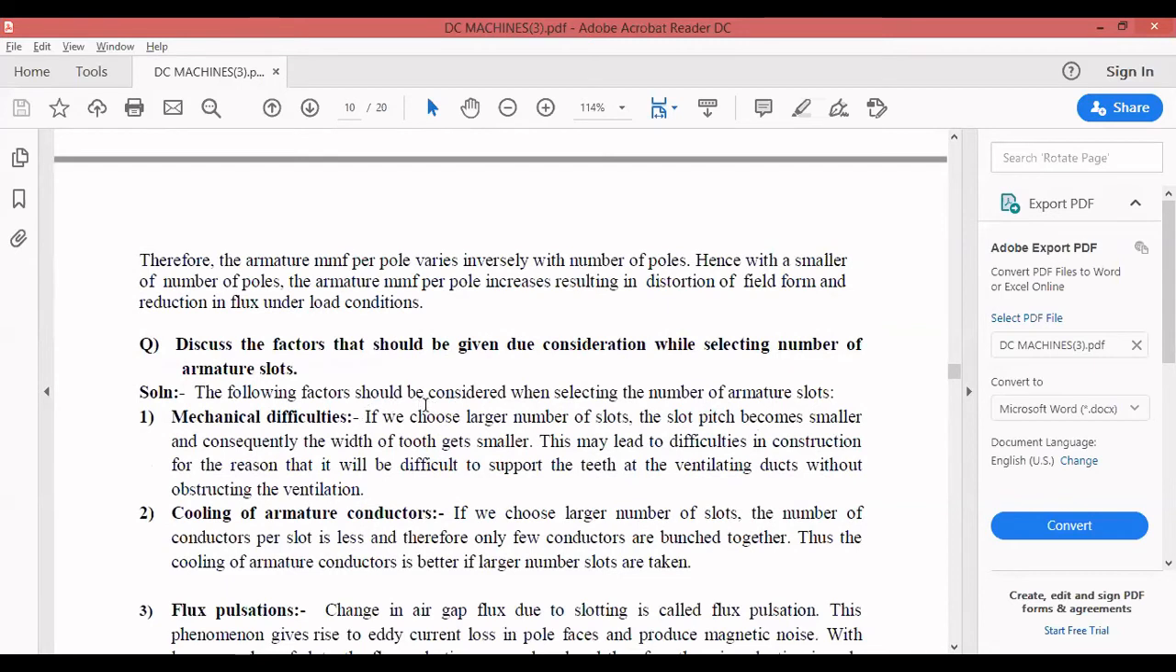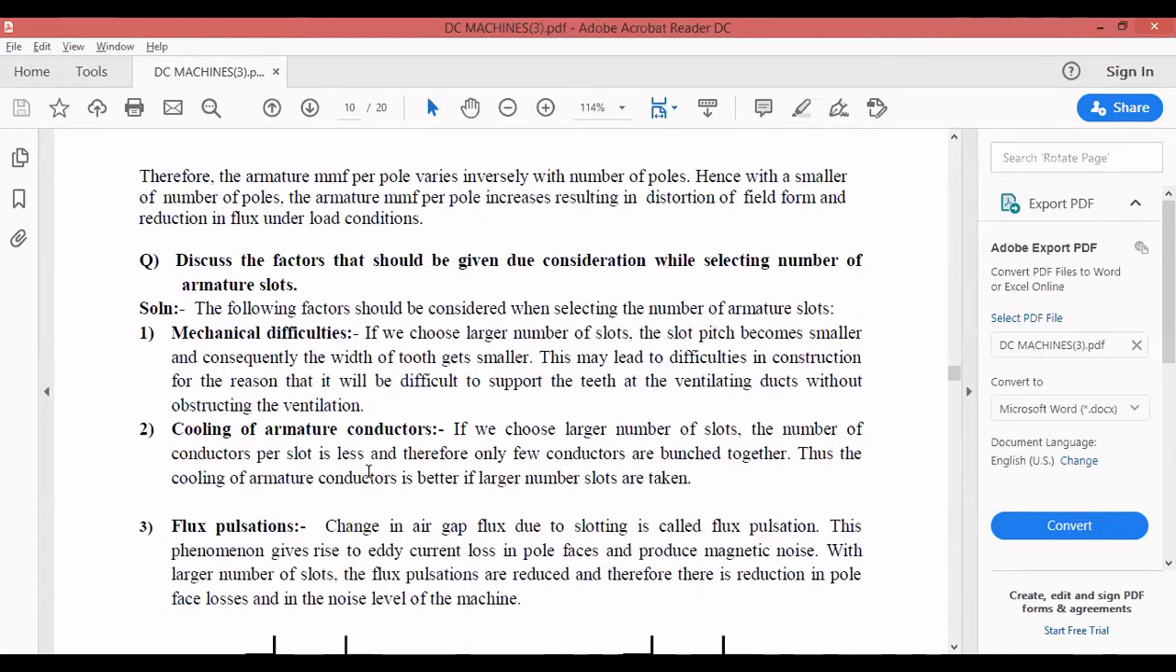The following factors should be considered while selecting the number of armature slots. What is the first factor? Mechanical difficulties. What are the mechanical difficulties? It is about manufacturing. To manufacture these slots, you make the armature stamping with the number of slots, so mechanical difficulties mean those regarding the production of your armature stampings.